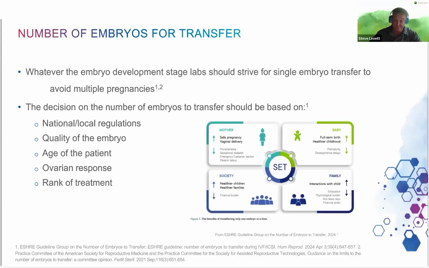Number of embryos to transfer. We've talked about the guidelines, and many places now are pushing hard to get to single embryo transfer for the main reason of avoiding multiple pregnancies. And the decision on the number of embryos is based on many factors. Some are dictated by national or local regulations, as they are in the UK, Belgium, and other places like that. Of course, we've got to take into account the quality of the embryo, age of the patient, ovarian response, etc., and the rank of treatment. So whether this is the 5th embryo transfer the patient's had, we could put in here euploidy status, etc.